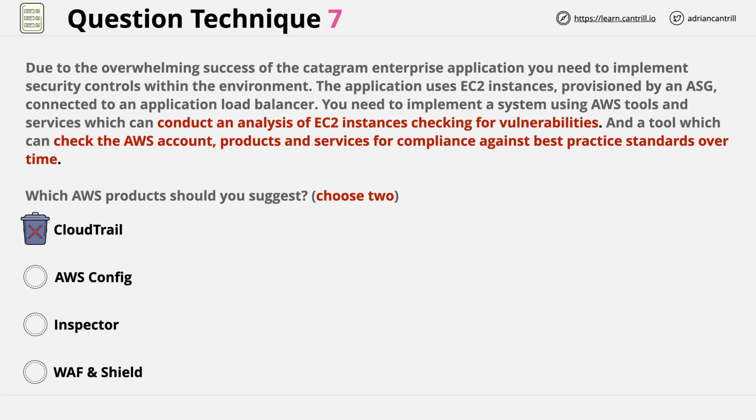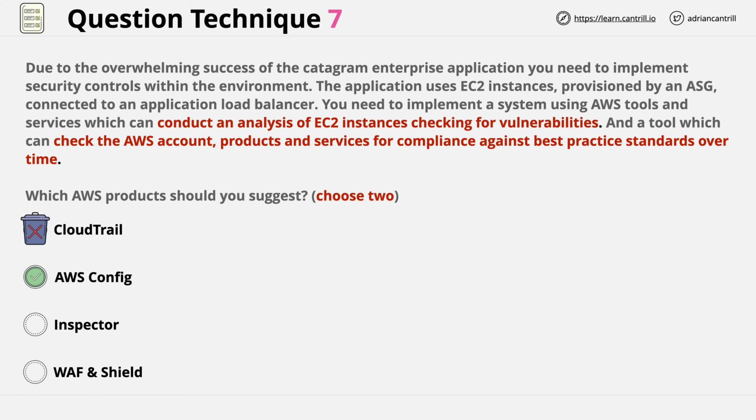Next, AWS Config. Well, this is a product which allows us to monitor the configuration of things within an AWS account over time and to check against standards. It allows us to see who made changes, what changes they were, and even generate events when changes occur. So it seems like this matches the second requirement in the question text. So this is one of the answers which we need to pick.